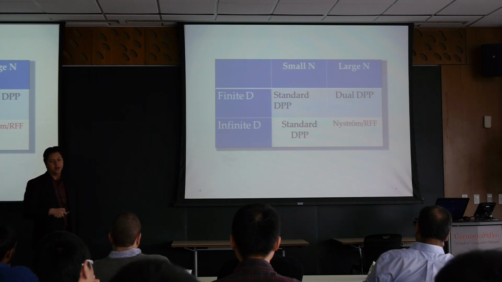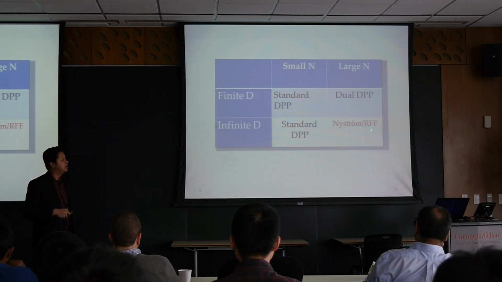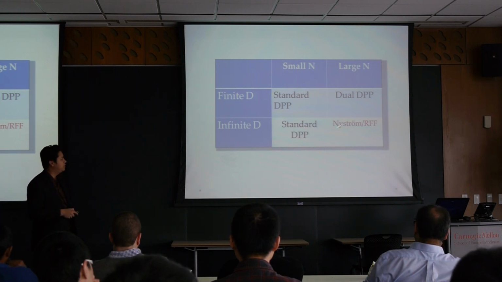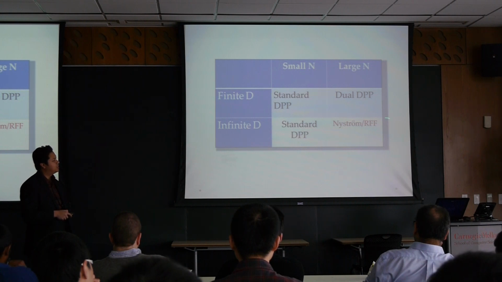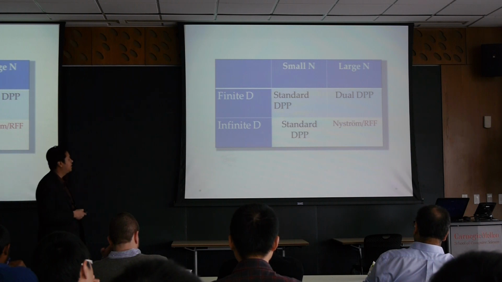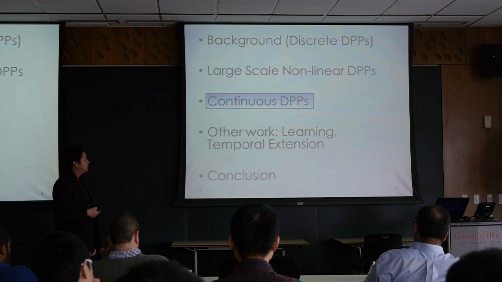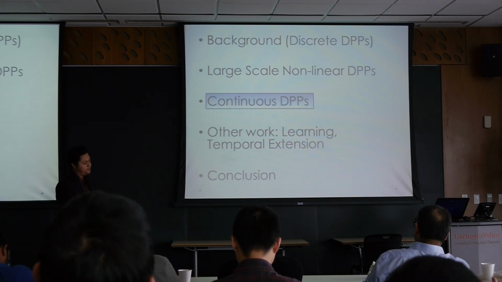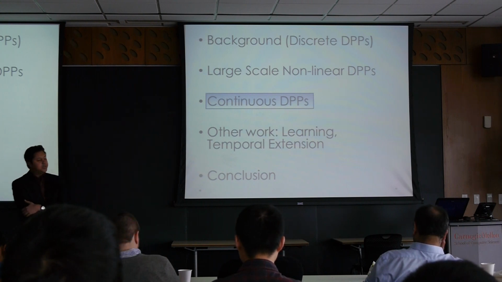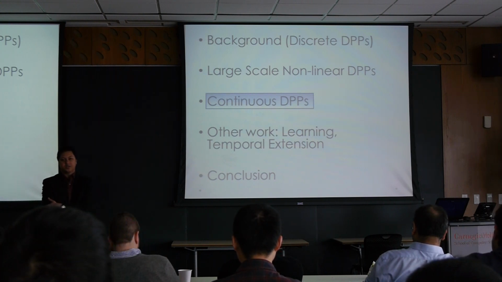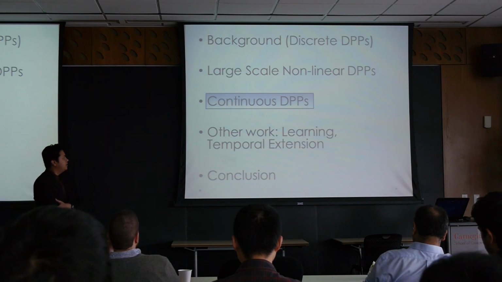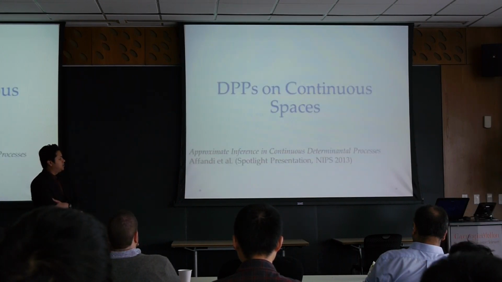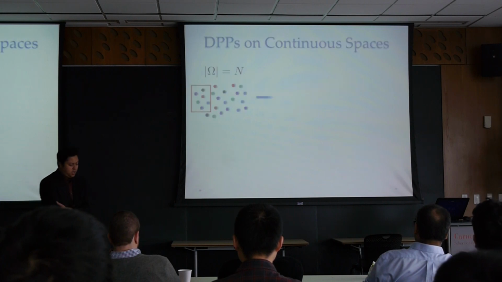We can also do random kitchen sinks. I won't go into that because we don't have much time, but in general, we seem to prefer Nystrom over the other methods. So the whole idea is that now, instead of dealing with a large set of discrete base items, what if we consider continuous space? So that's our paper in NIPS.